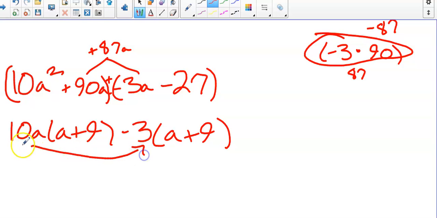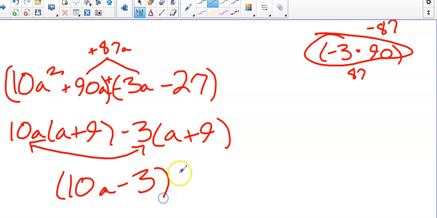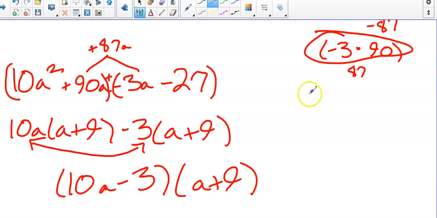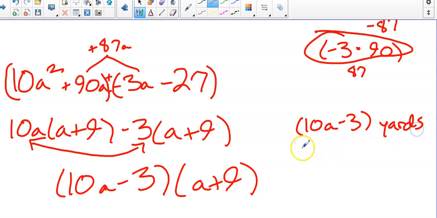And then finally, I regroup. So 10a minus 3 and a plus 9. In the context of the problem, we're talking about the length and width here. So we have 10a minus 3, and what was the unit on this? Yards, and a plus 9 yards.